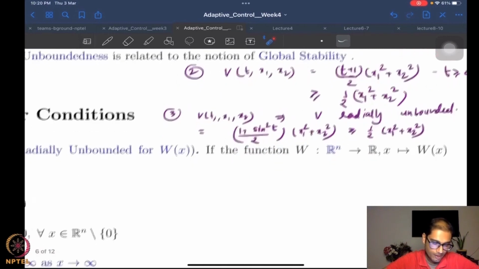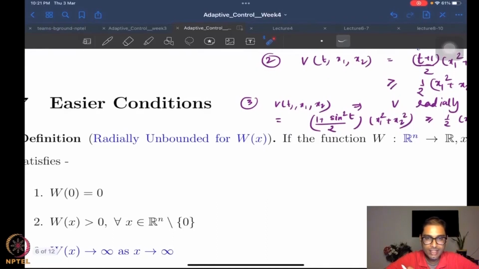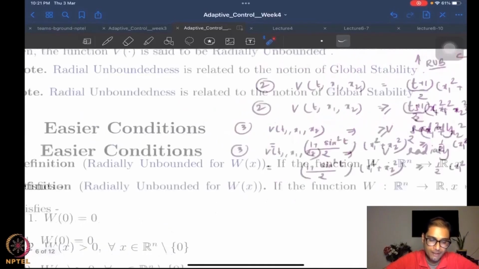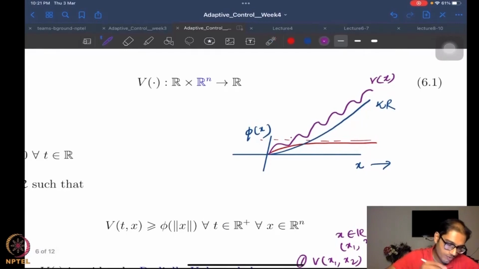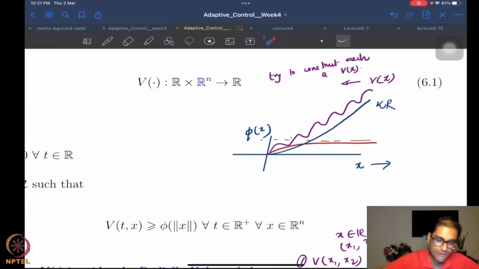So I would really urge you to give it a thought: try to construct such a V(x), where it's oscillating with respect to x itself, but it's still dominating a class K function. Still dominating a class K function. It's not too difficult, honestly speaking.